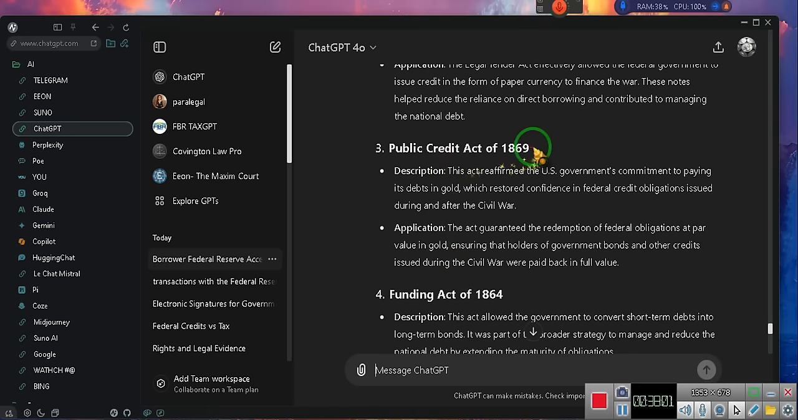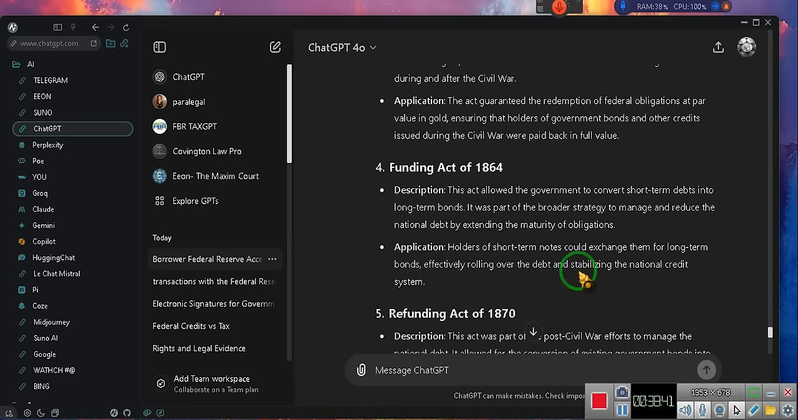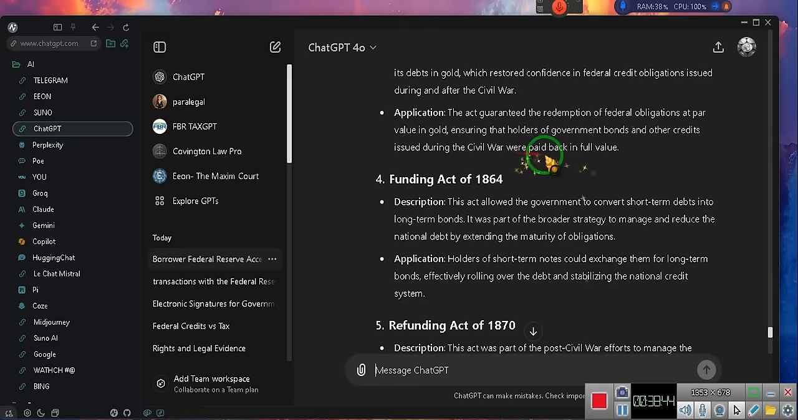Public Credit Act of 1869. Description: this act reaffirmed the United States government's commitment to paying its debts in gold, which restored confidence in federal credit obligations issued during the Civil War. Application: this act guaranteed the redemption of federal obligations at par. Federal credits are federal obligations at par value in gold. Not in gold anymore. Ensuring the holders of government bonds and other credits issued during the Civil War were paid back in full value. Not just during the Civil War and currently, because these acts have not been repealed. Watch this. We're going to do that.